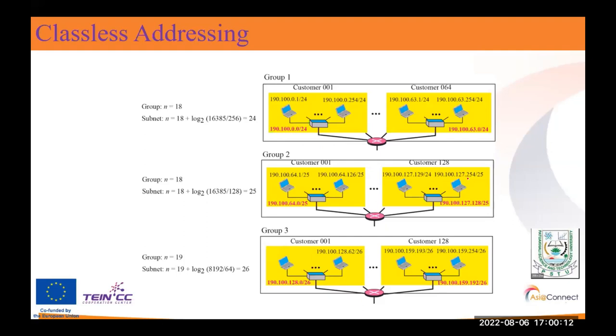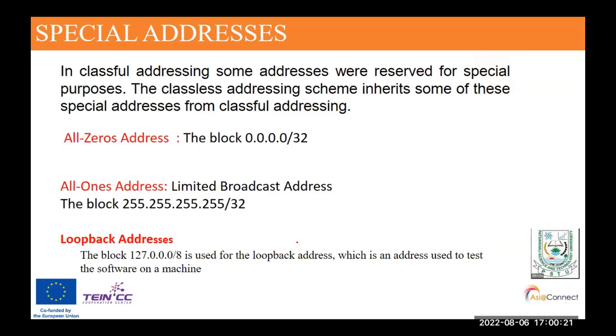Okay, so this is basically classless addressing and some issues. Now I am going to give some notes about special addresses from classless and also classful addressing. Here, 2 to the power 32 is the total address space. If all bits are 0, that means the block 0.0.0.0/32, the all-zeros address. Total addresses are near about 4 billion, and among them this block will be used just for this special purpose. We could not give it to any host or any customer.